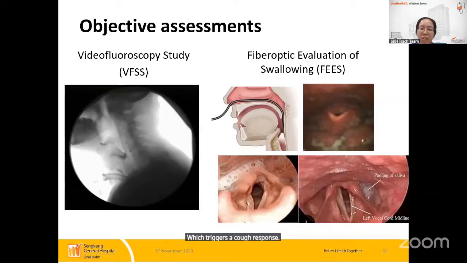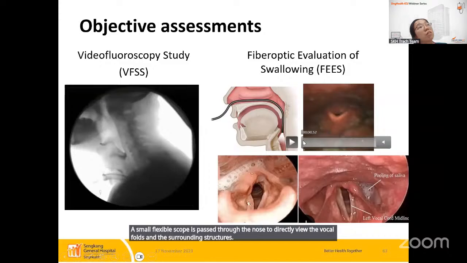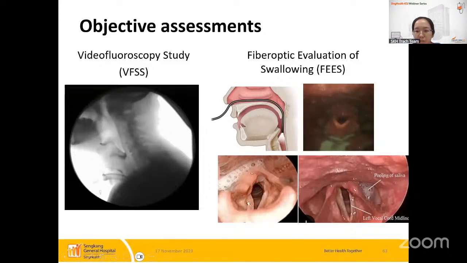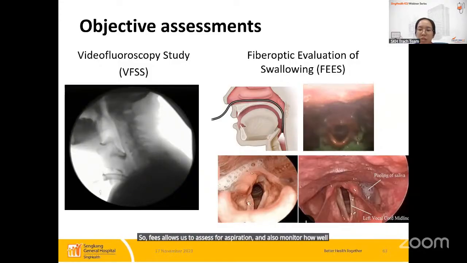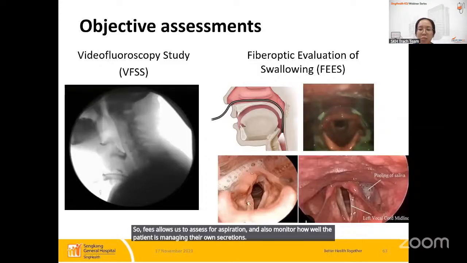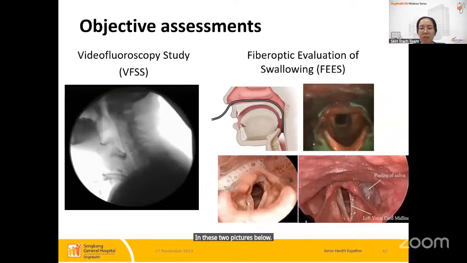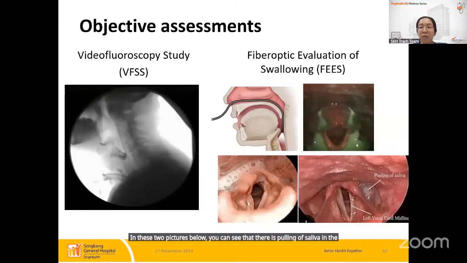On the right is a FEES. A small flexible scope is passed through the nose to directly view the vocal folds and the surrounding structures. So FEES allows us to assess for aspiration and also monitor how well the patient is managing their own secretions. In these two pictures below, you can see that there is pooling of saliva in the areas around the vocal folds.